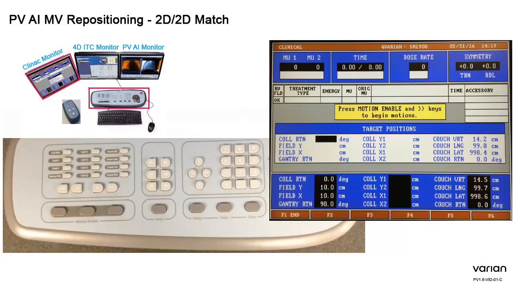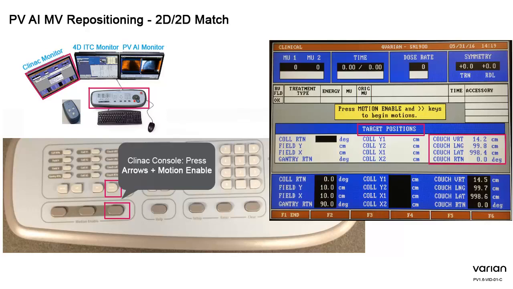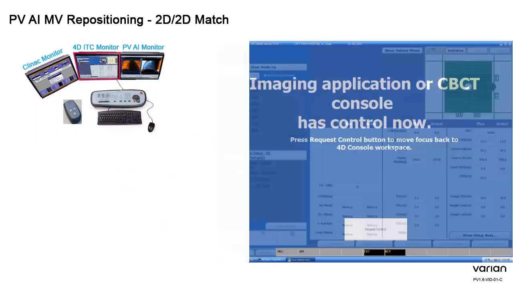After Apply Shift is clicked on the PVAI MV repositioning, the Clinac shows the populated couch target values. Then the user can remotely move the couch into position using the motion enable and arrow buttons on the Clinac dedicated keyboard. Click Now to simulate this action. The 40ITC screen remains locked.